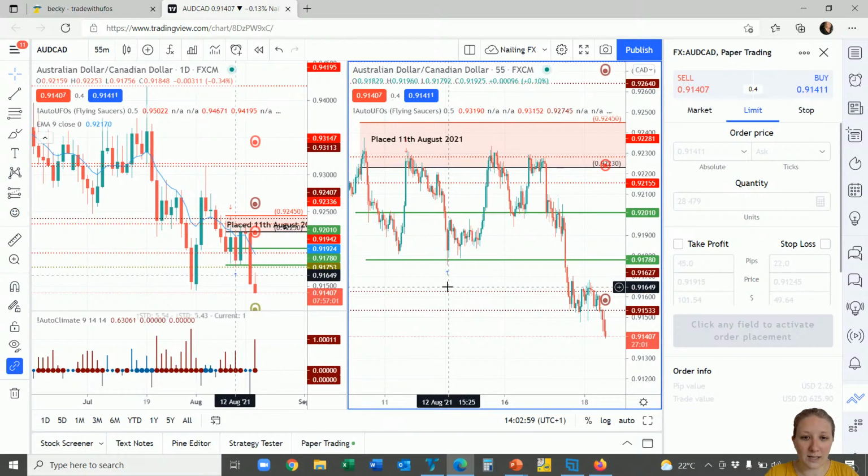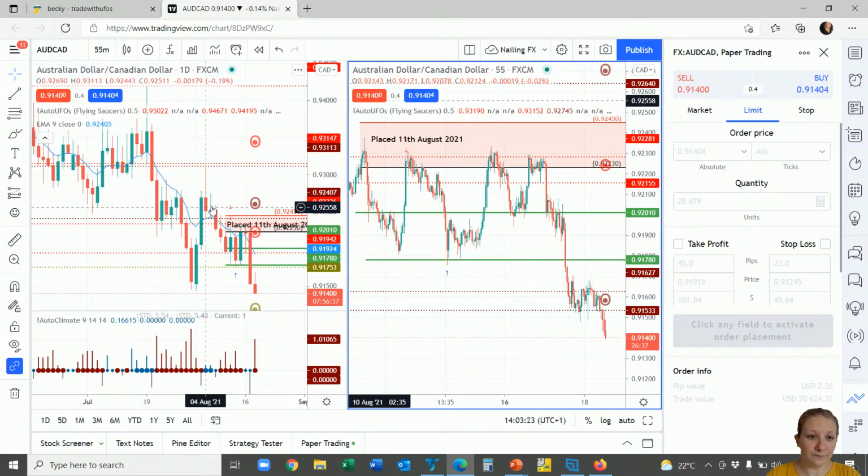Now, just to check that definitely that would have worked out that way, if I highlight the date here, we hit both of our targets on the 12th of August, the day after this was placed, and we still would have had a downwards climate. So we still would have been in this trade. We wouldn't have had any reason to cancel this trade, and therefore that worked out for us as a profitable trade to the downside there, Australian dollar versus Canadian dollar.